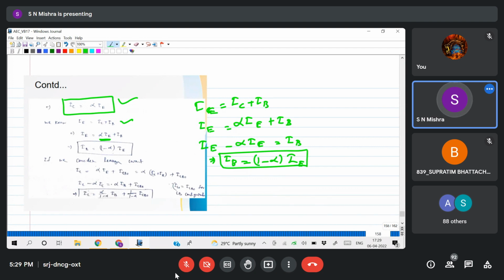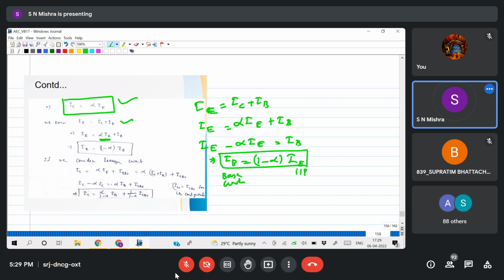So what I have done here: the input current is my IE and this is your base current. I have expressed the base current in terms of the input current. That means if you know the input current, you can find the output current, that is IC, as well as the base current IB. Three components are there, IE, IC and IB. So if you know the input current IE, you can find IC, the output current, as well as the base current IB.